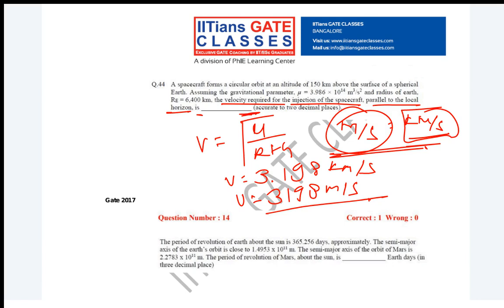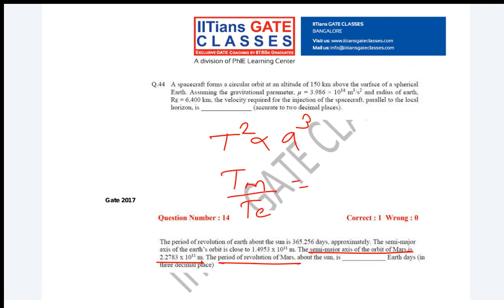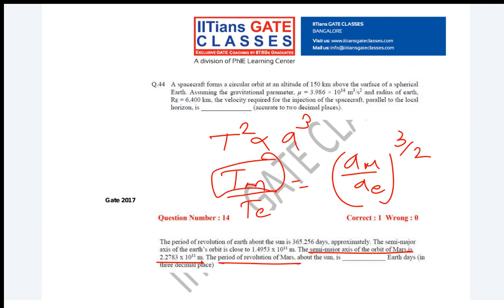Next question. If you read what it says, the period of revolution of Earth about the Sun is this many days and the semi-major axis is given. The semi-major axis of Mars is also given. So they ask the period of revolution of Mars. We already know T square is proportional to a cube. Now, T Mars by T Earth will be what? It is (a Mars by a Earth) to the power 3 by 2. So we can find T Mars. Guys, find out T Mars.